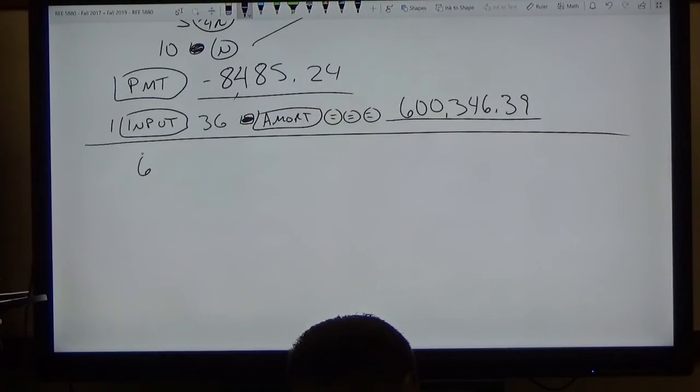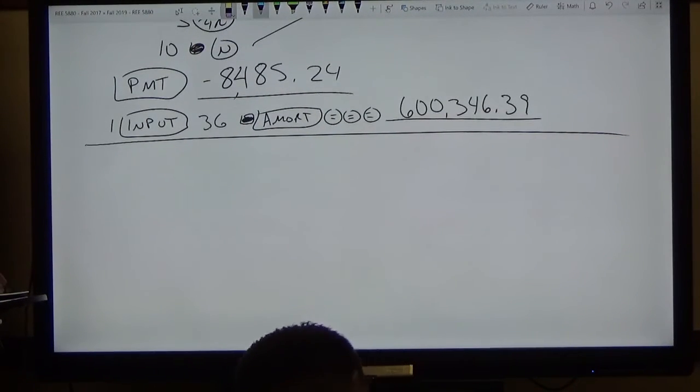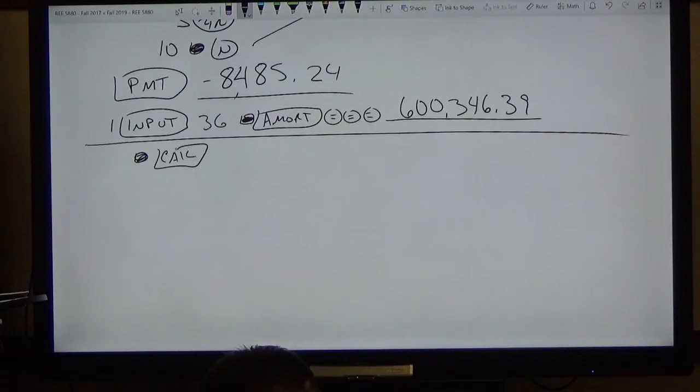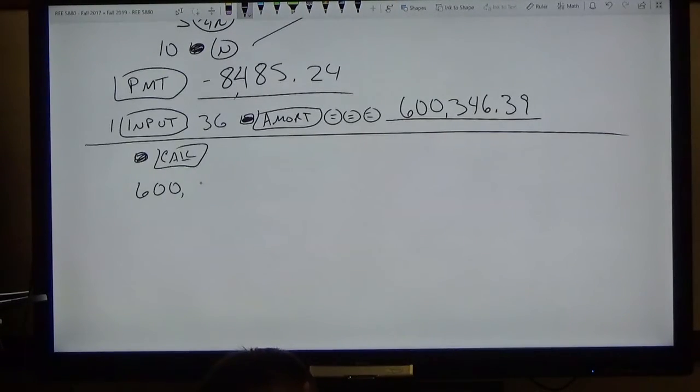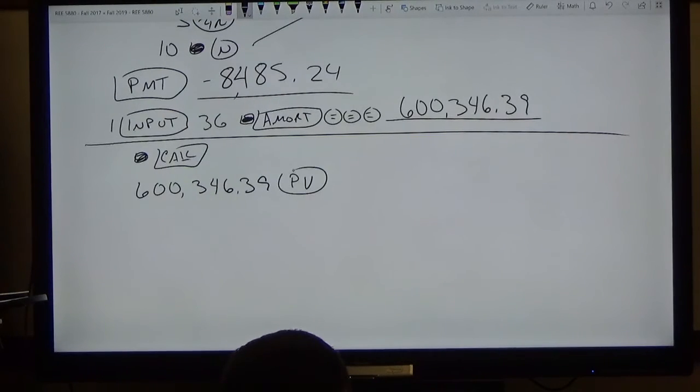So let's clear everything out first, just to be safe. Okay, clear everything out. We're refinancing the new balance, okay? So 600,346.39. And the term is now going to be for how many years? 7 years remaining.